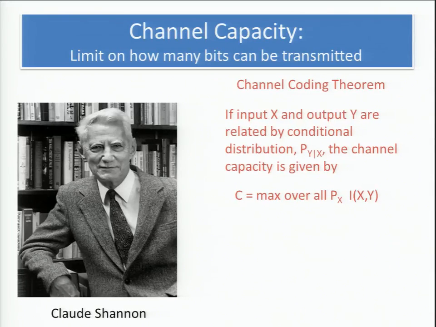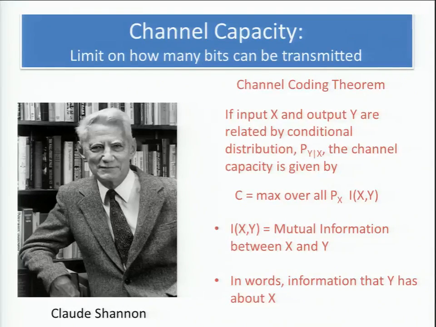Then, if such a channel is given to you, the channel capacity is the max over all possible source distributions, because the probability distribution of X is nothing but the source distribution. X is your input, of I(X;Y). This I(X;Y) is what is called the mutual information between the random variables X and Y. So it represents how much information Y has about X in a probabilistic sense.